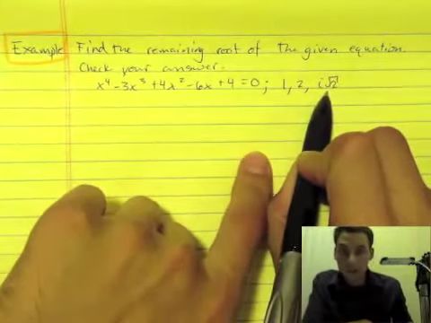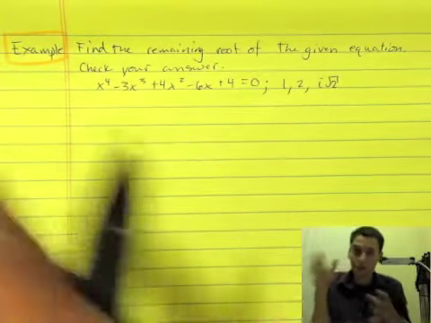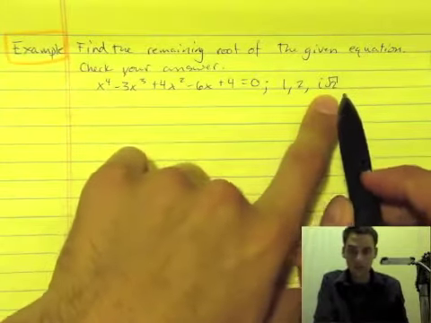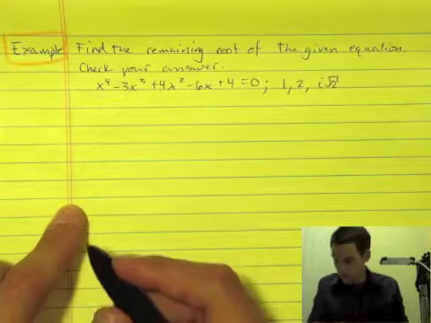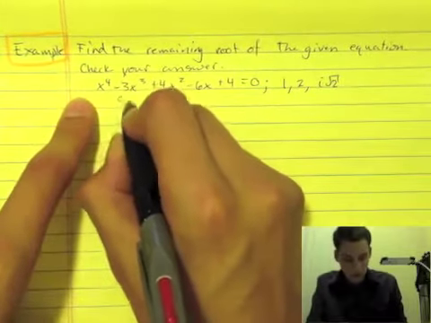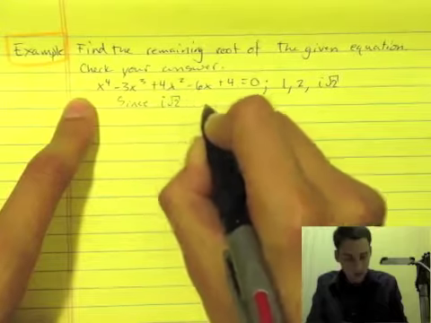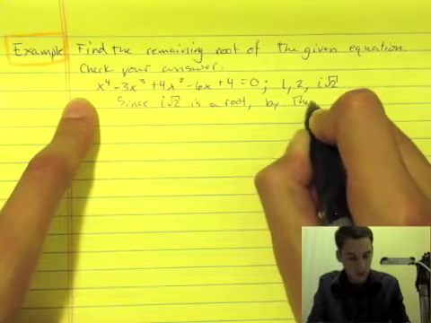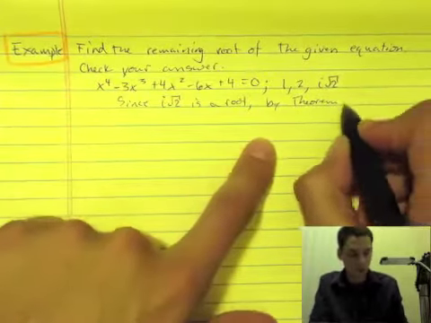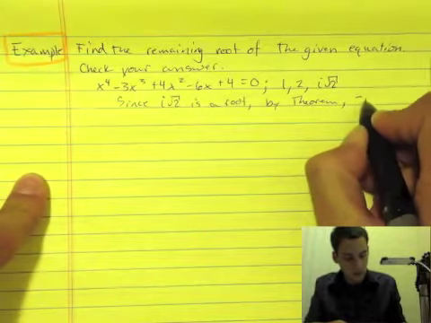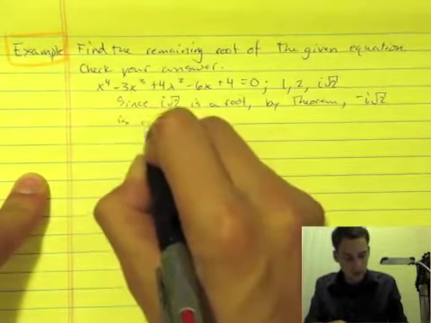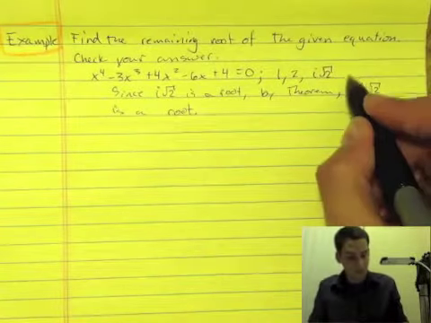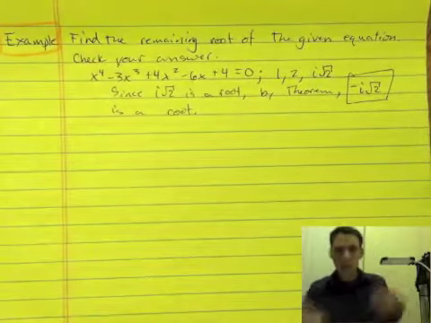So we have an imaginary root, so we can use our theorem that says if we have an imaginary root, its conjugate is a root. The conjugate of i root 2 is negative i root 2. So since i root 2 is a root by the conjugate root theorem, negative i root 2 is a root. So find the remaining root. Found it. Bam.